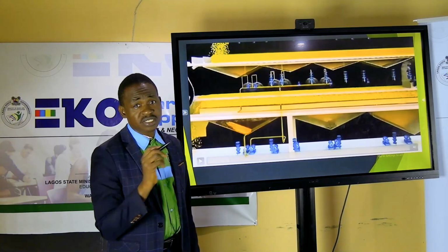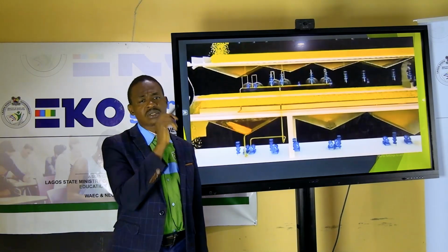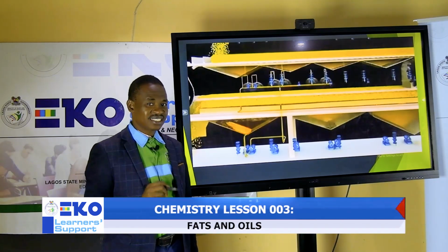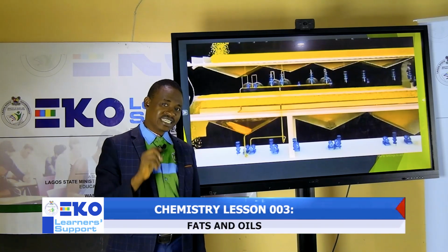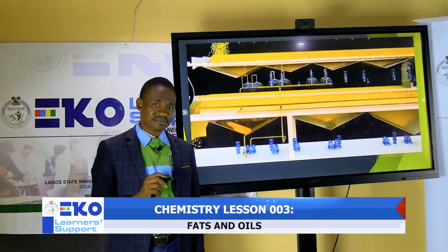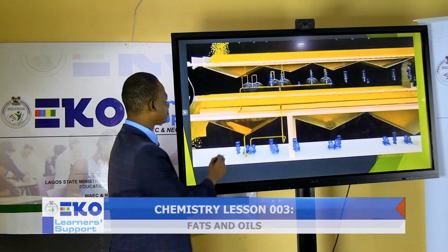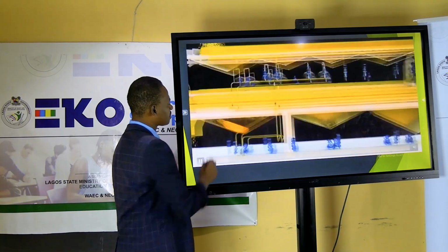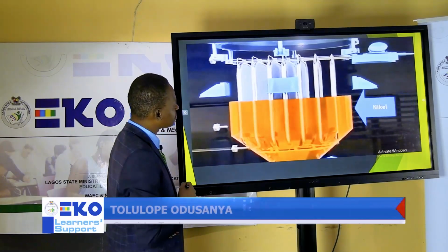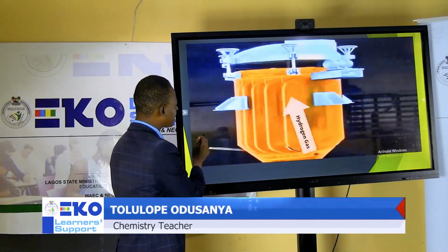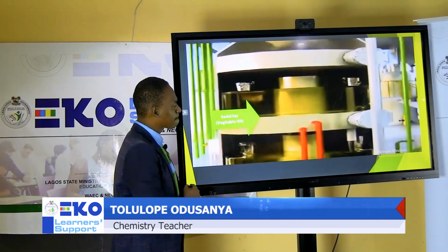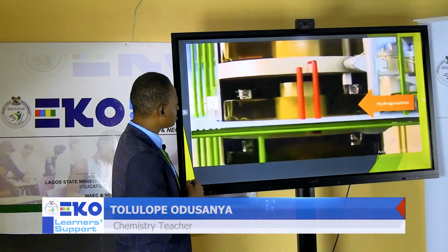Now, this process you're about to see is called hydrogenation of oil. Do you know that your oil can be added into fats and use it to make butter or margarine? So let's see the process together. Okay, fine. So you have the vegetable oil. The nickel is used. Hydrogen is added in the whole process.